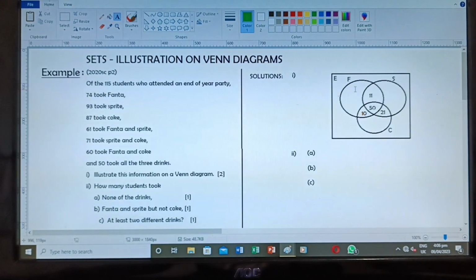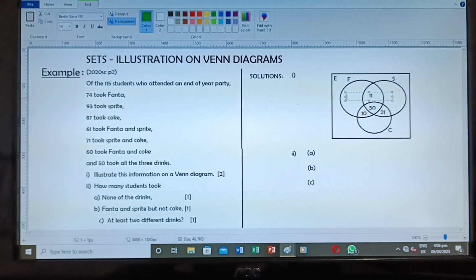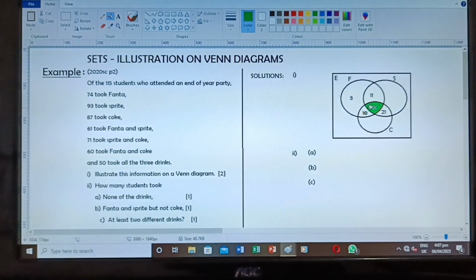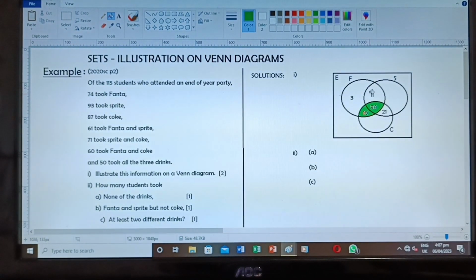So here we are supposed to put our 3, so that altogether we are going to have 74, because we are told 74 took Fanta, and the region representing Fanta is this one I've painted green. Okay, we continue.